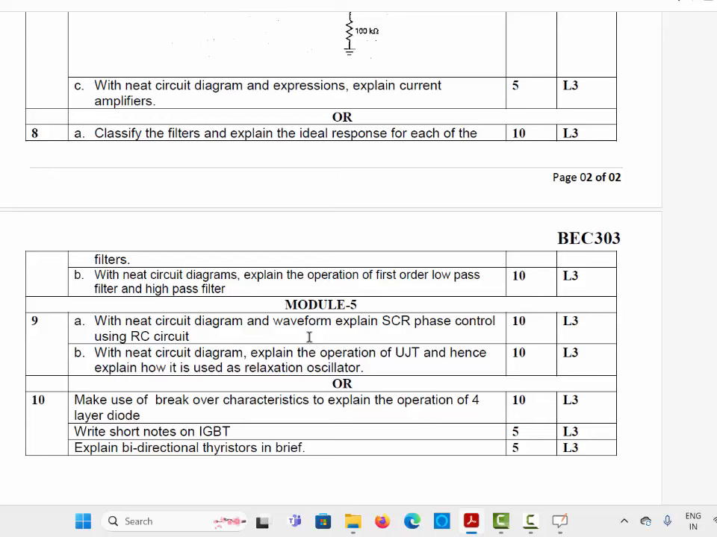But one topic, the power amplifier, class A, class B amplifier, they have not given, but they are also very important. Like operation of class A, operation of class B, push-pull amplifier. Class C, they can ask as a short note, but in this model question paper, that is not mentioned. But you have to study that also.